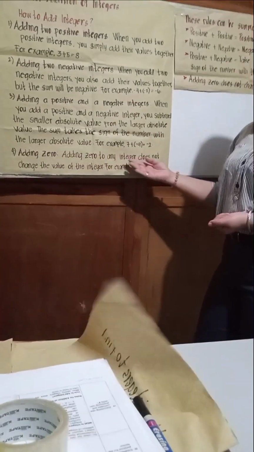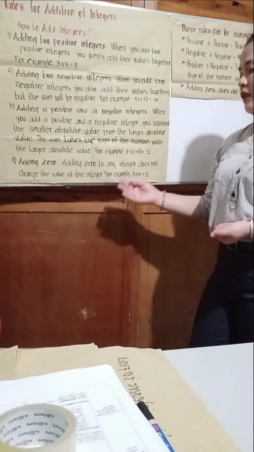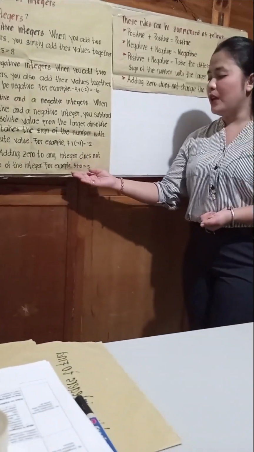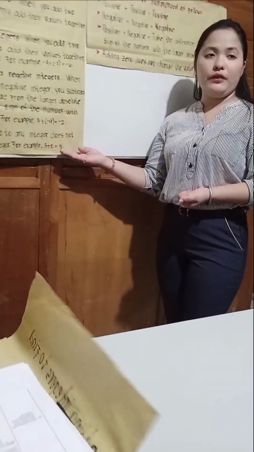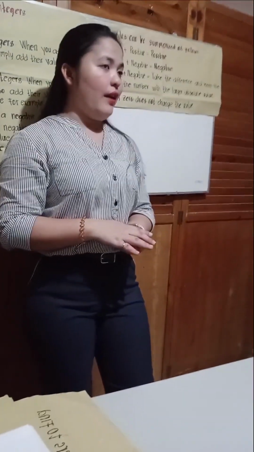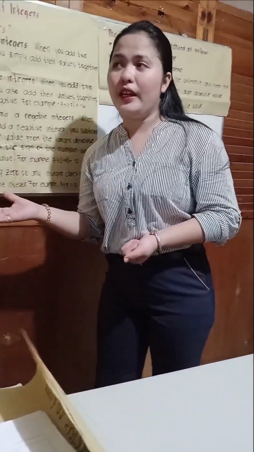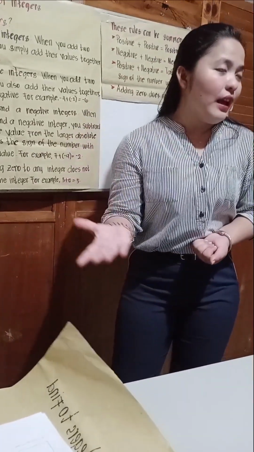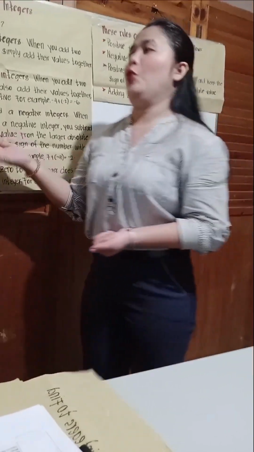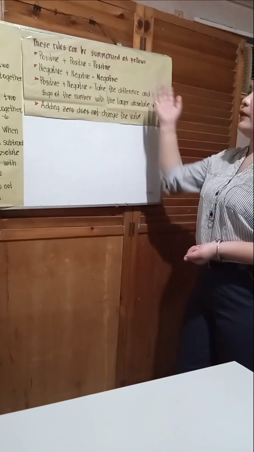Okay, none. So, number 4, adding 0. Adding 0 to any integer does not change the value of the integer. For example, 5 plus 0 is equal to 5. Another example, 1 plus 0 is equal to 1, and 6 plus 0 is equal to 6. Negative 9 plus 0 is equal to negative 9. Even if it is 1 million, 1 million plus 0 is equal to 1 million. Got it?